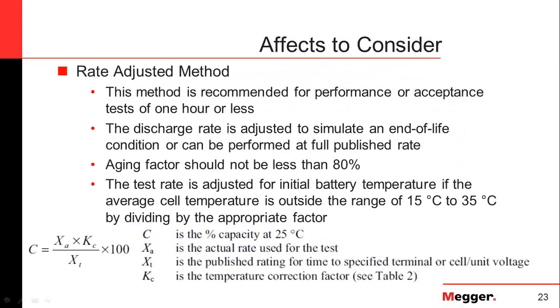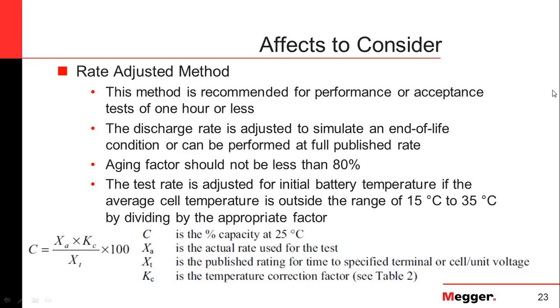Now, the rate-adjusted method is for a performance or an acceptance test of 1 hour or less. And typically, these are going to be your UPS applications, like, for example, maybe in a data center or something of that nature. Now, this discharge rate, you can do it one of two ways. You can either simulate an end-of-life condition based on some sort of aging factor.